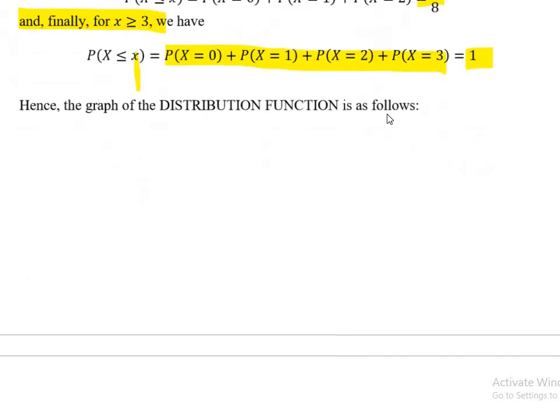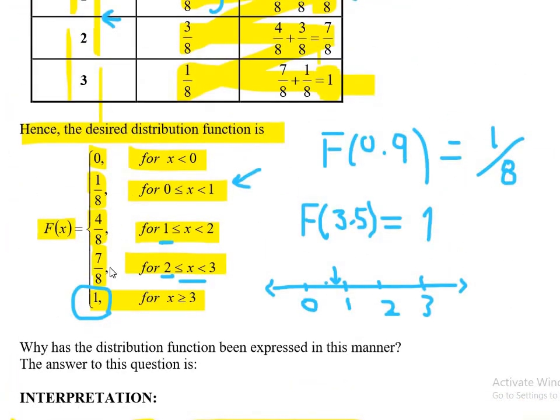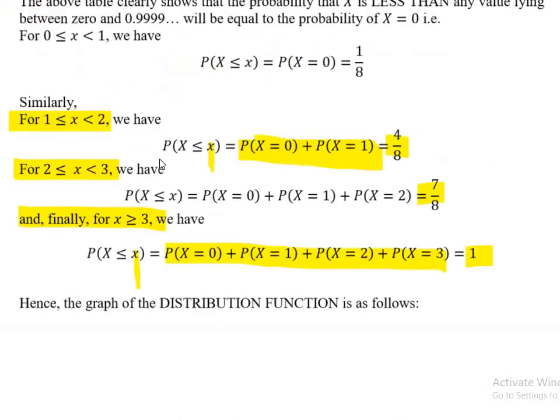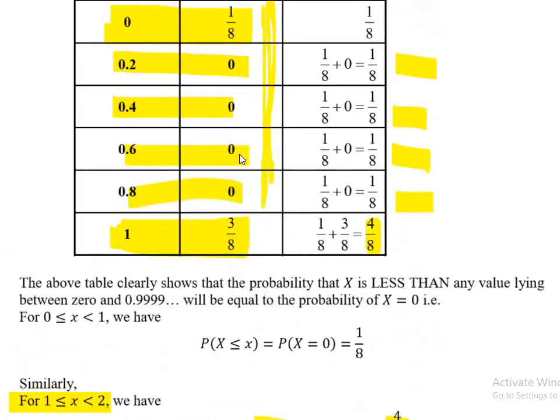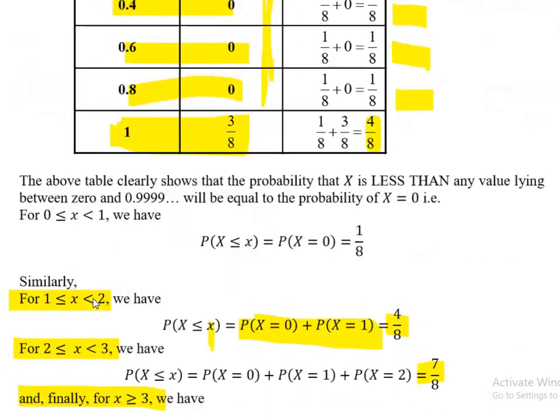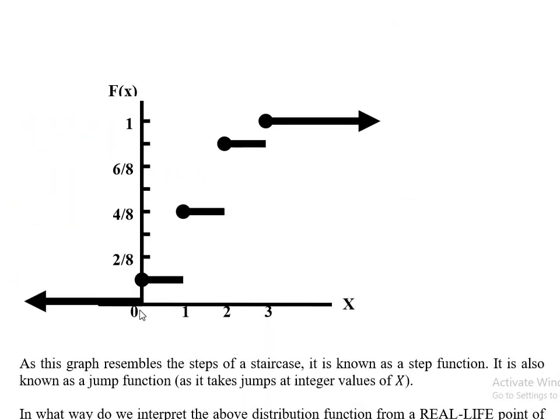Alright, so whenever you write a distribution function, it should be something like this, which gives you values for all real numbers. And if you want to draw the graph, it will always be a step function. You see, if you draw the graph of this one, 0, and it jumps to 1 by 8, next jump to 4 by 8, next jump to 7 by 8, and next jump to 1. So less than 0, it is 0. Between 0 and 1, you are at 1 by 8. From 1 to 2, you are at 4 by 8. From 2 to 3, you are at 7 by 8. And after 3, you are at 1.